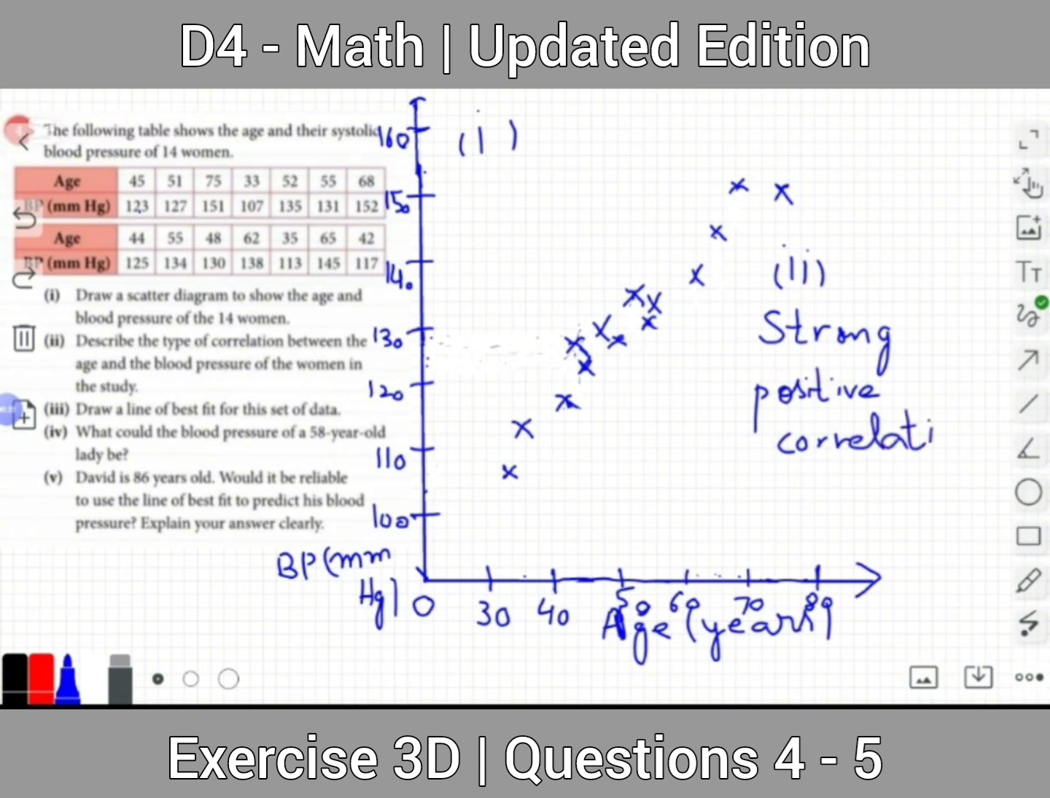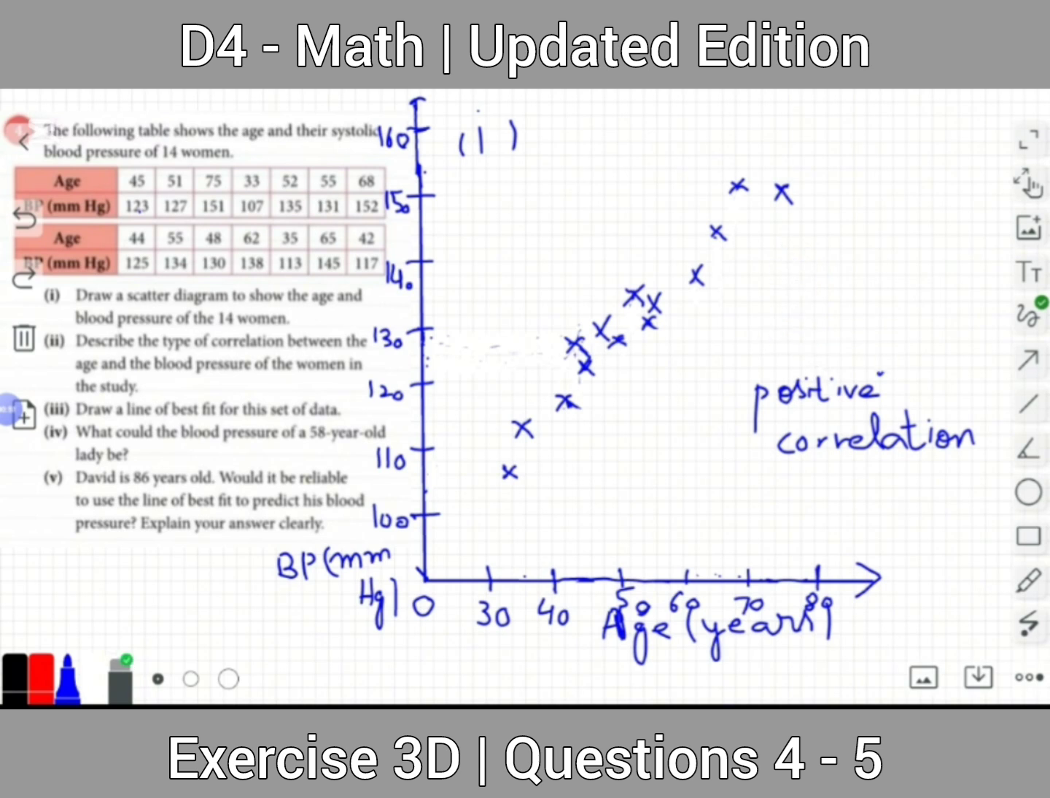because as the age of the women increases, the systolic blood pressure also increases. Or in easy words, we can say that when the value of one variable along the x-axis increases, the variable along the y-axis also increases. So this shows a strong positive correlation.